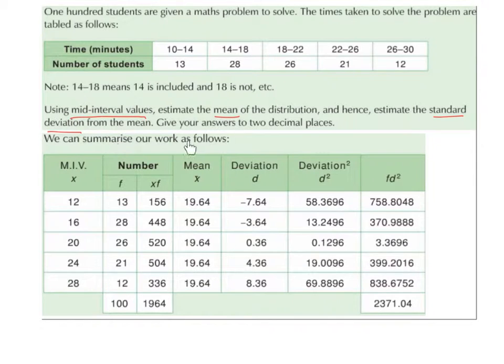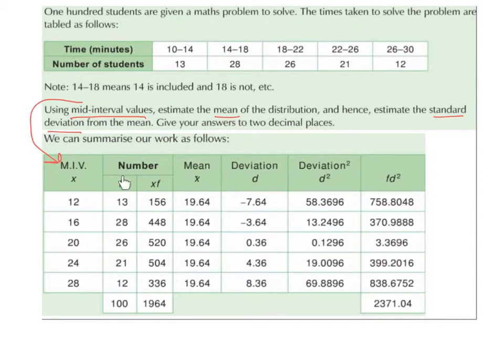So we're going to summarize the work as follows in this table. We start off with MIV, which stands for mid-interval value. Remember, to find the mid-interval value, we add the values together in the interval and divide them by 2. So 10 plus 14 divided by 2 is 12. 14 plus 18 divided by 2 is 16. 18 plus 22 divided by 2 is 20. 22 plus 26 divided by 2 is 24. 26 plus 30 divided by 2 is 28. So here are our mid-interval values. These are now going to be our x values, or our variables.